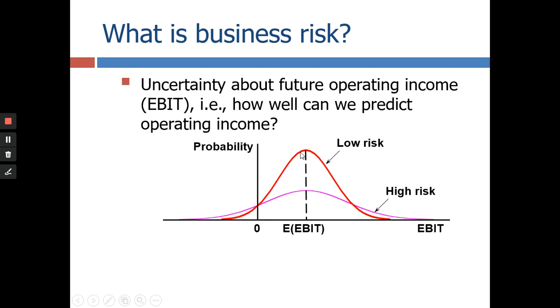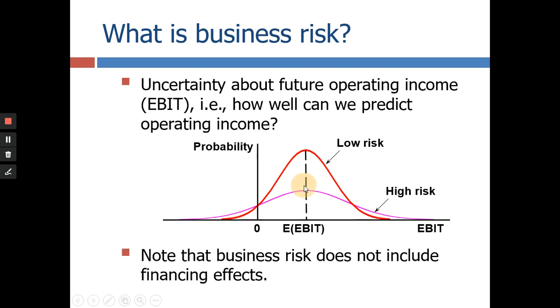Think about your final exam, for example. You want to get an A. If you get A minus or A plus, that means you are at low risk. But if you expected A and you get C or D, that is high risk. So that is the probability of the outcome.